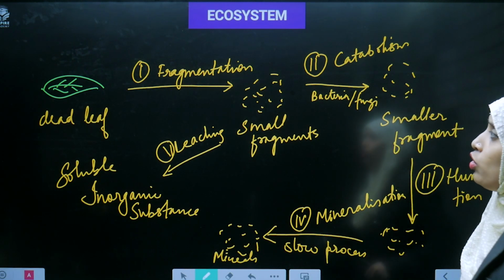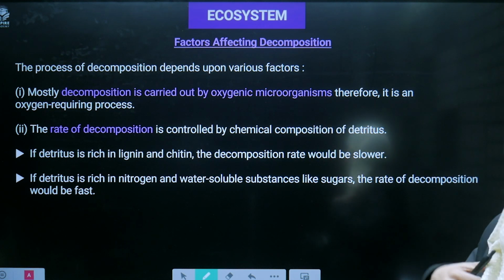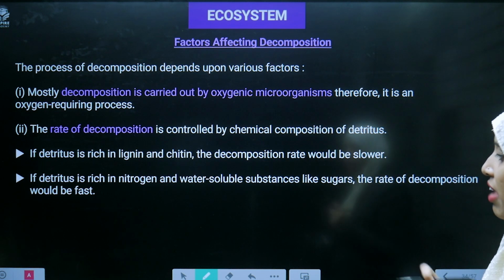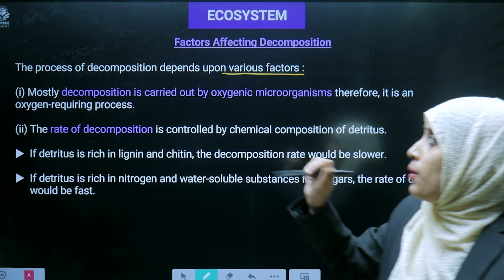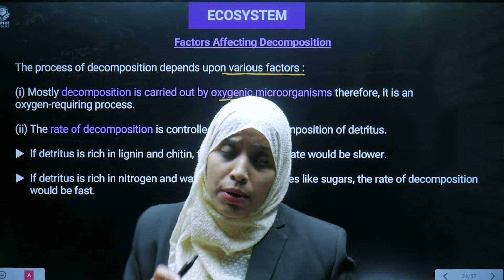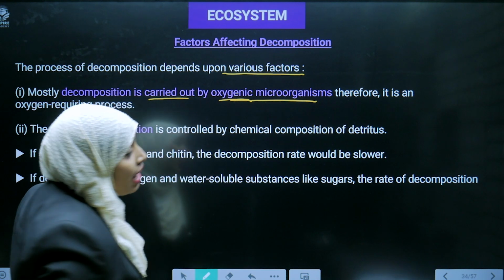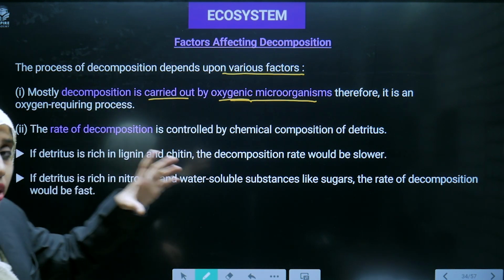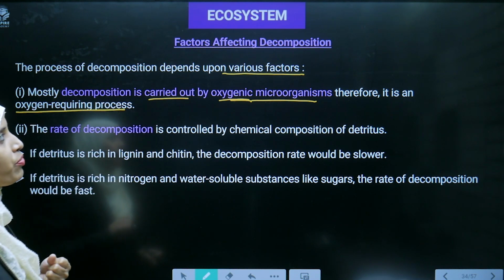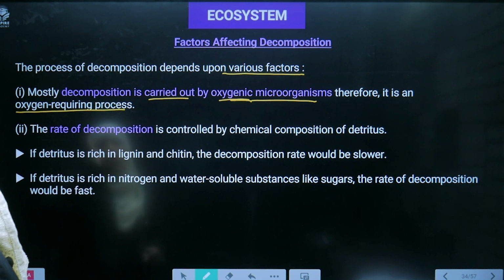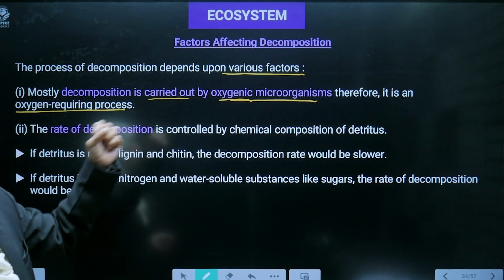Now we can see what are the factors that affect decomposition. The process of decomposition is affected by certain factors. What are they? Firstly, oxygen. Mostly the decomposition is carried out by aerobic microorganisms, that means the microorganisms utilize oxygen. It is an oxygen requiring process. If oxygen is provided, decomposition takes place much more properly.